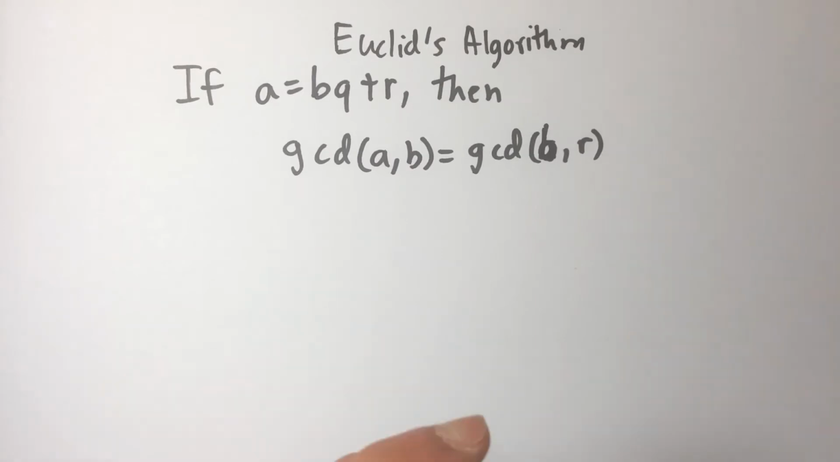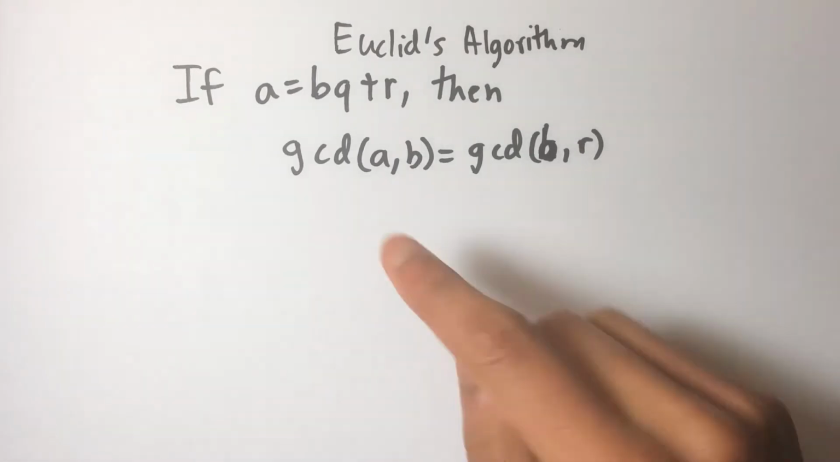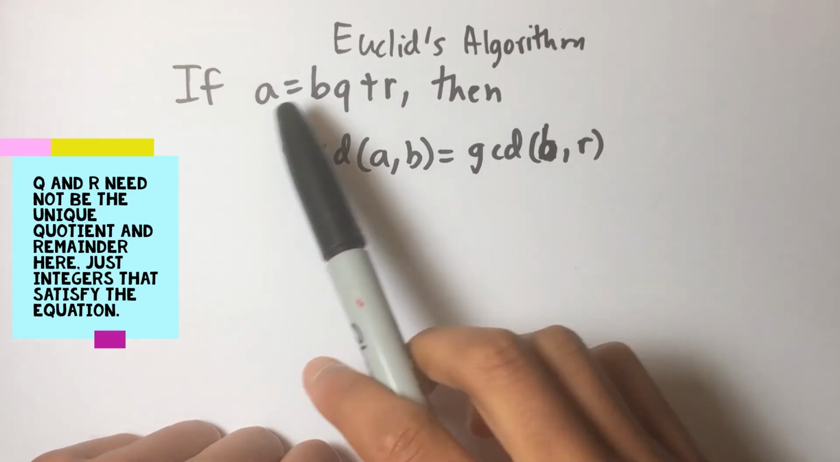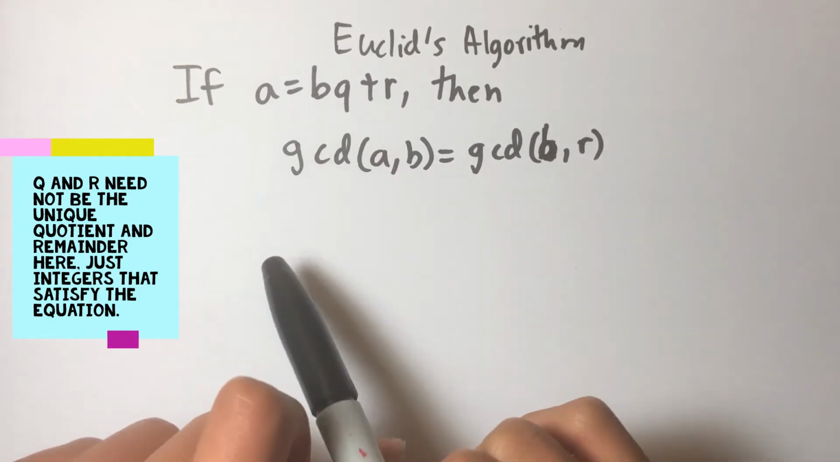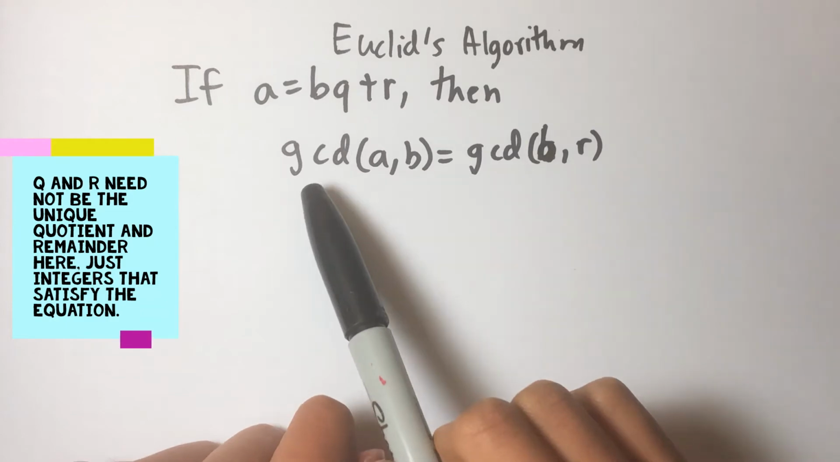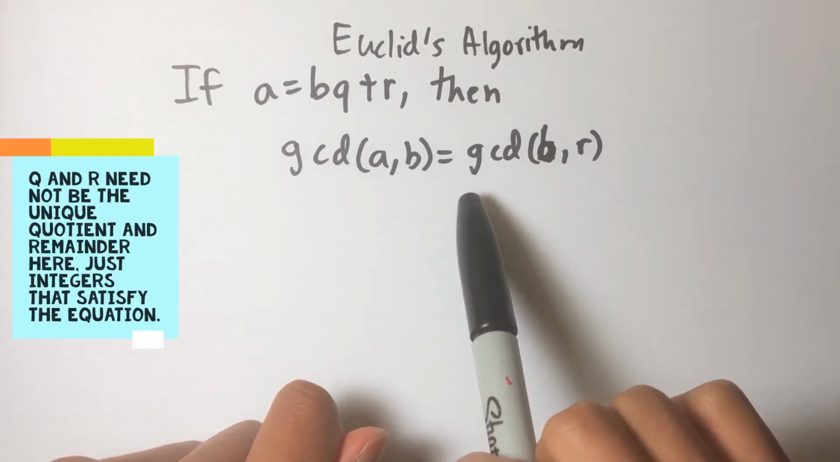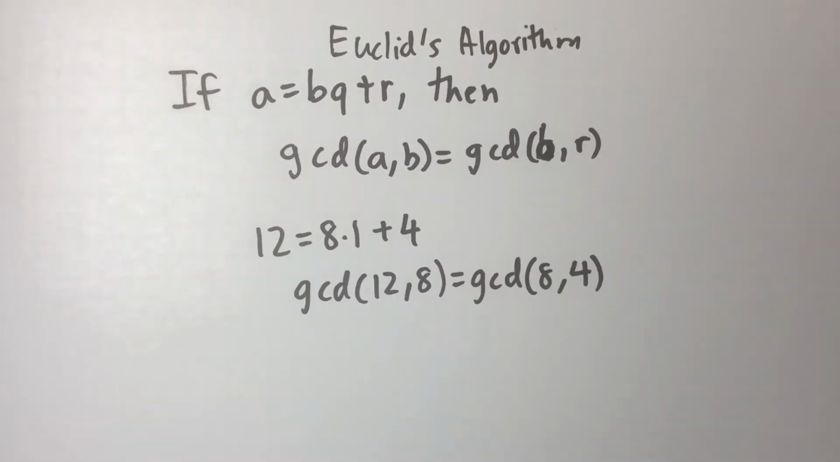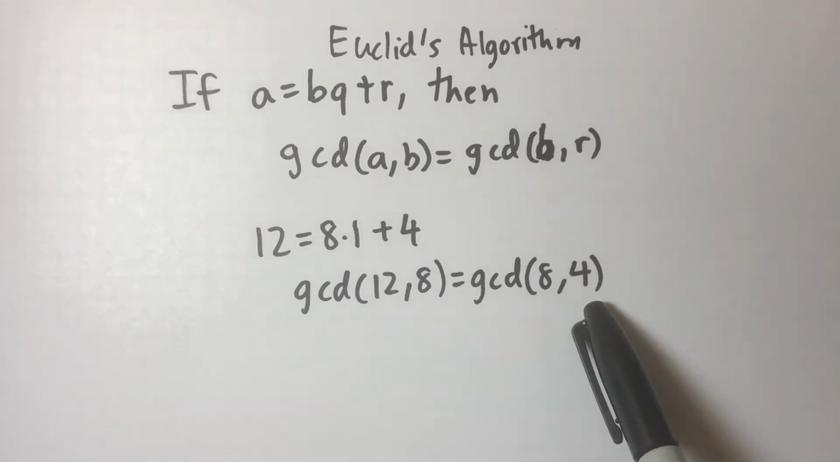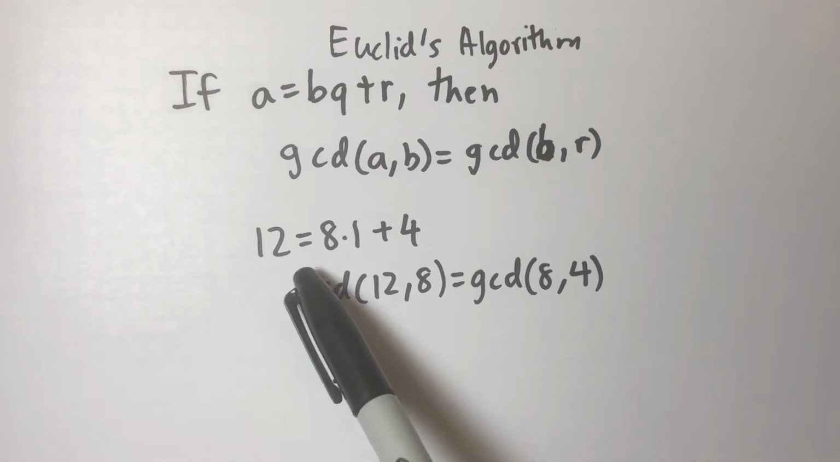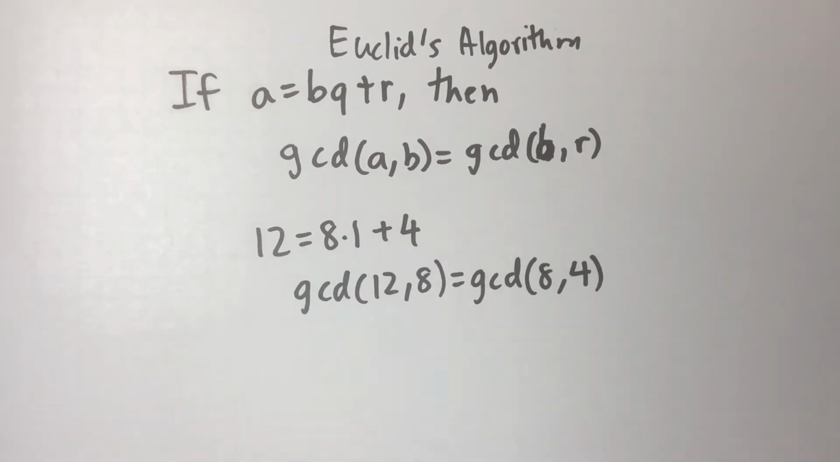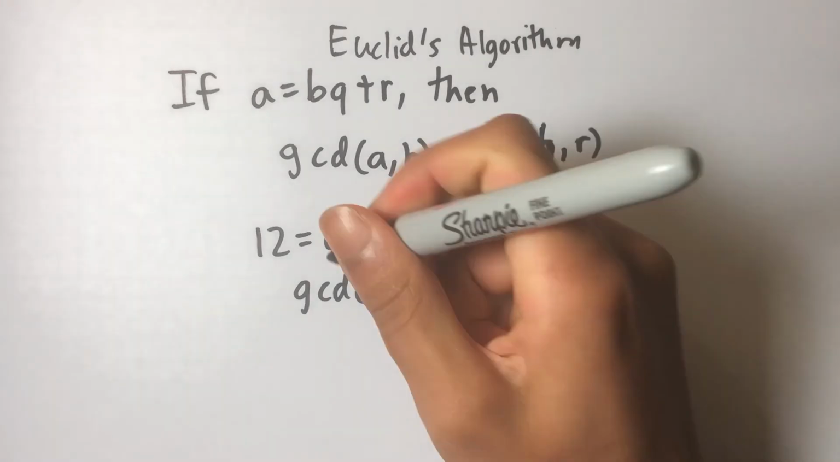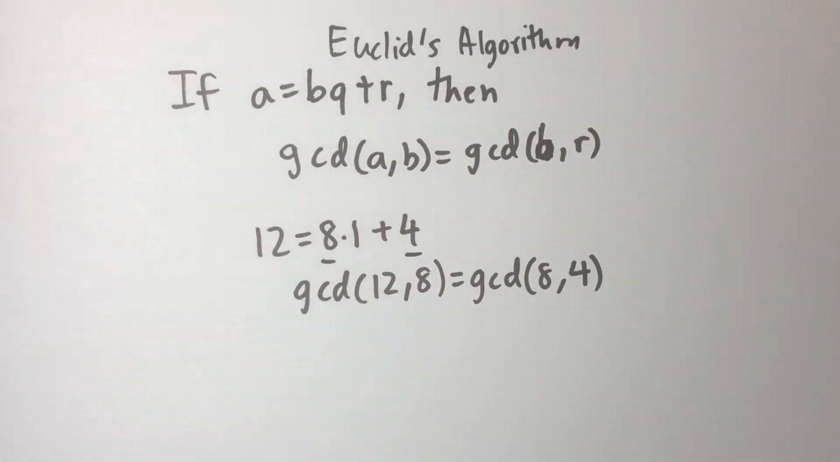Now we'll start looking at the Euclidean algorithm, and the fundamental part of it is this theorem, which states that if a equals b times q plus r, then the greatest common divisor of a and b equals the greatest common divisor of b and r. As an example, we see that the greatest common divisor of 12 and 8 is the greatest common divisor of 8 and 4, because we can write 12 equals 8 times 1 plus 4. And we're just looking at these two numbers now.